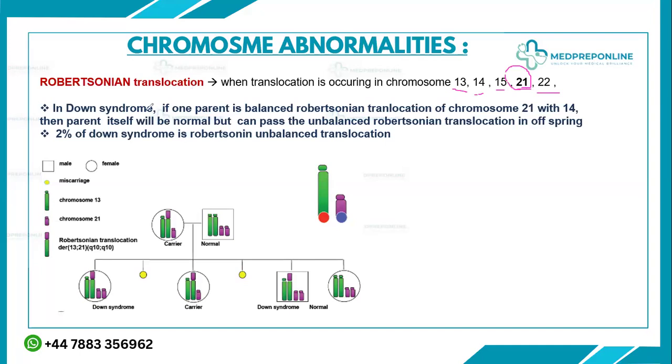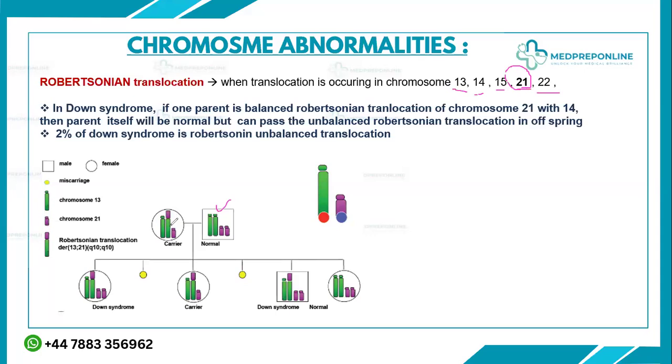So in Down syndrome, if one parent has a balanced Robertsonian translocation of chromosomes 21 and 14, the parent itself will be normal but can pass the unbalanced Robertsonian translocation to offspring. You see here that one parent is normal, and another has a balanced Robertsonian translocation. The person is a carrier and doesn't appear as Down syndrome because the genetic material is the same, but it is reattached to another chromosome.